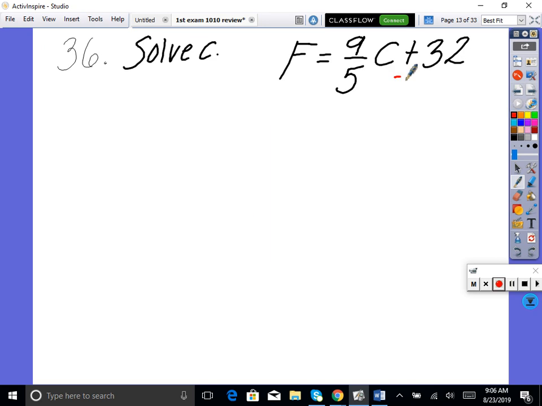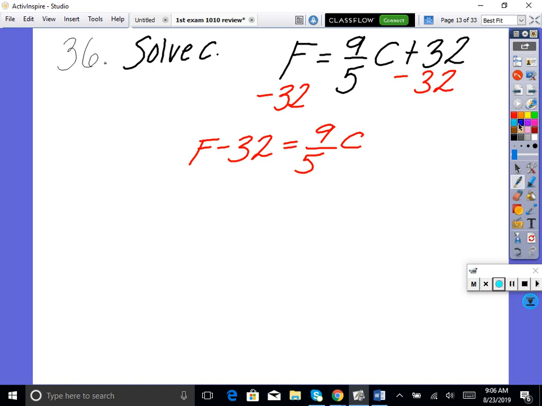Solve for c. So I'd subtract 32. F minus 32 equals 9/5 c. Now I'm going to get rid of 9/5 very carefully. So I'm going to first get rid of the divide by 5. What undoes divide by 5? Times by 5.